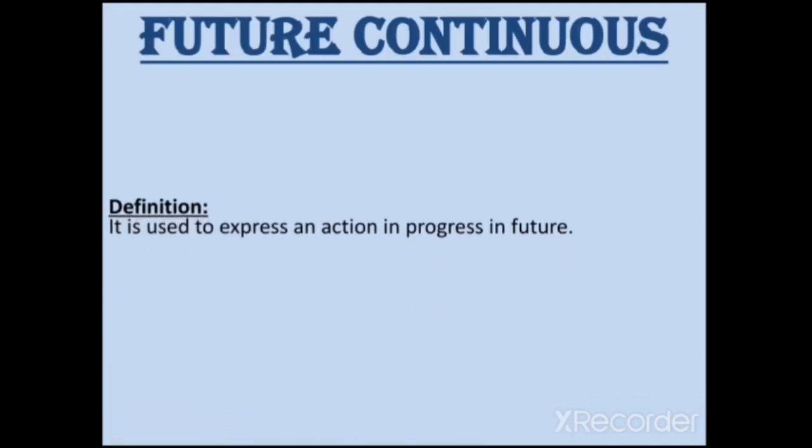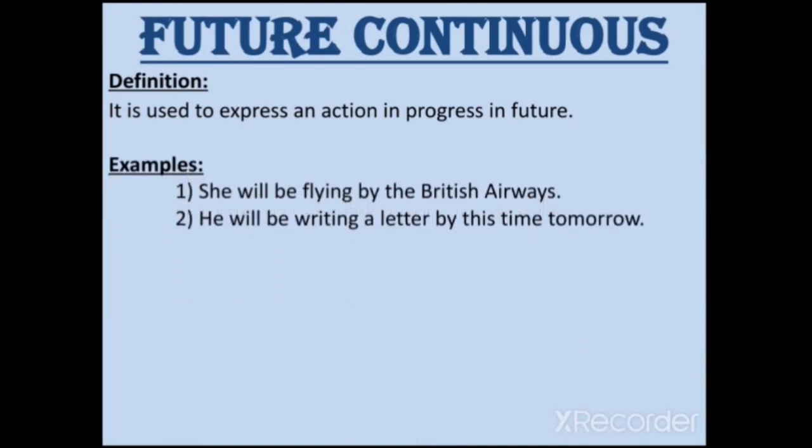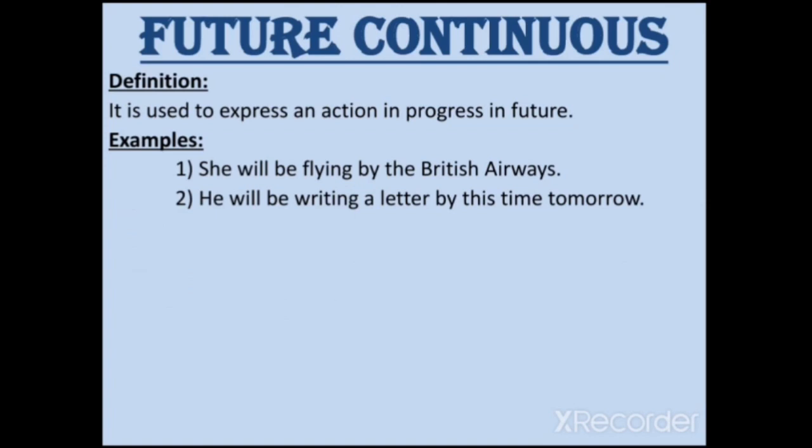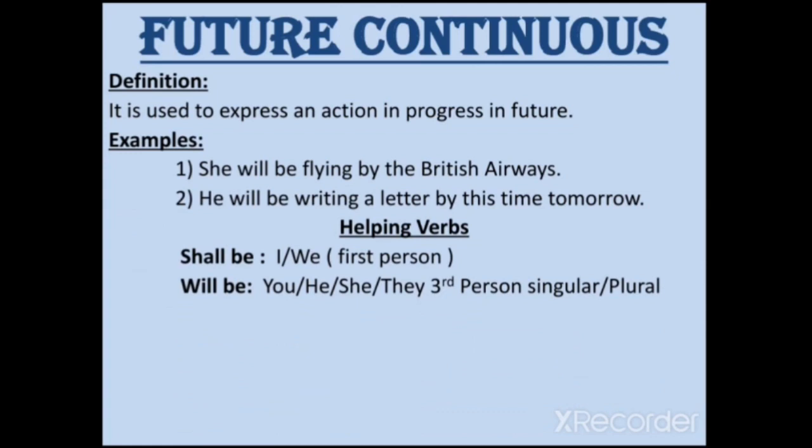So students, basically we use future continuous in order to show an action which will be going on in the future time. For example, she will be flying by British Airways and he will be writing a letter by tomorrow. So students, here come the helping verbs of future continuous. "Shall be" is used for first person I and we, and "will be" is used for second and third person, he, she, you, they.